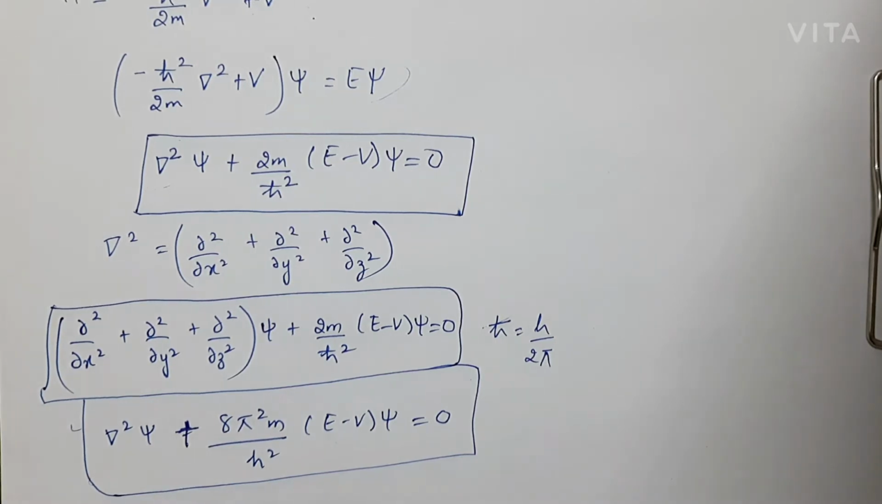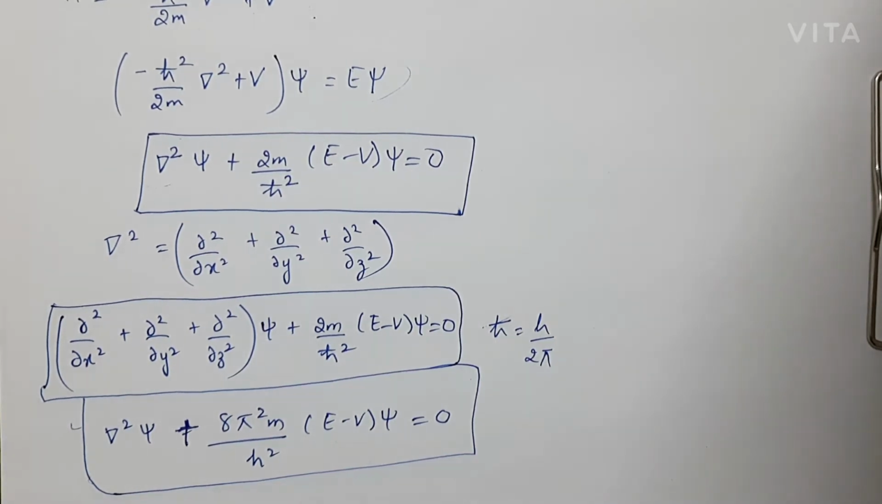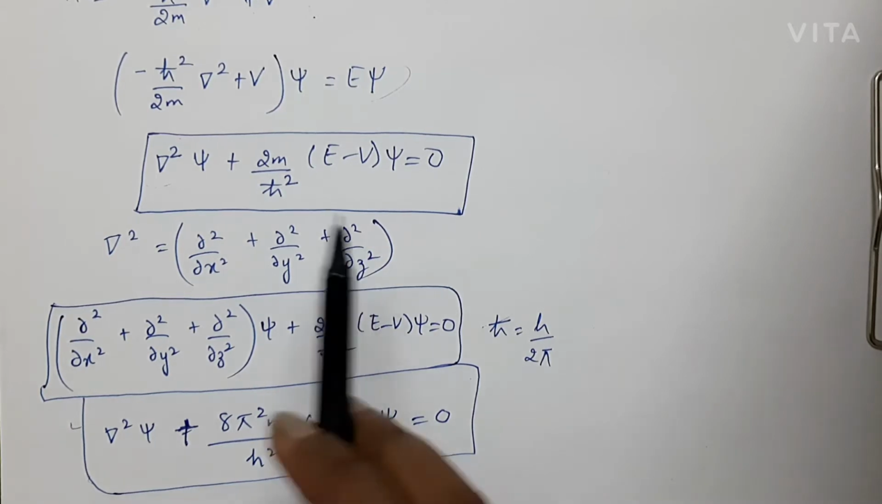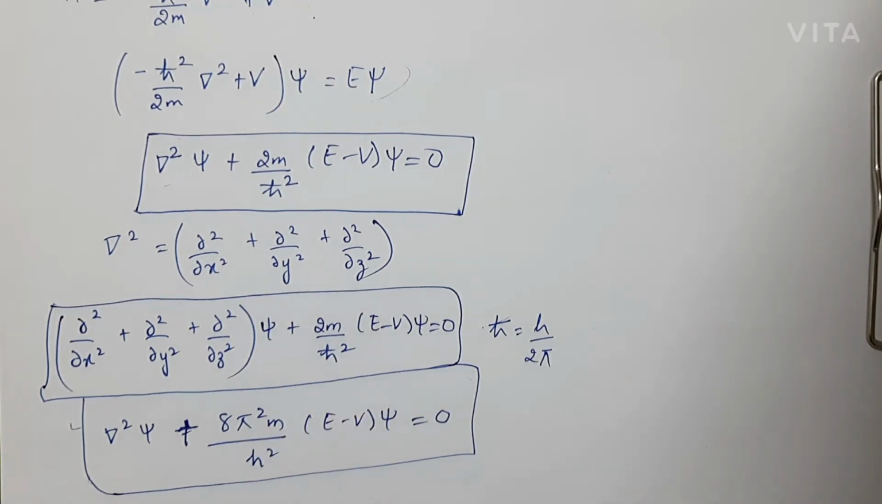So these are simply rearrangements, okay? So this is the time independent Schrodinger wave equation. Here you can observe that the observable t is not coming anywhere, so it is independent of time. So now we are going to discuss the time dependent Schrodinger wave equation.